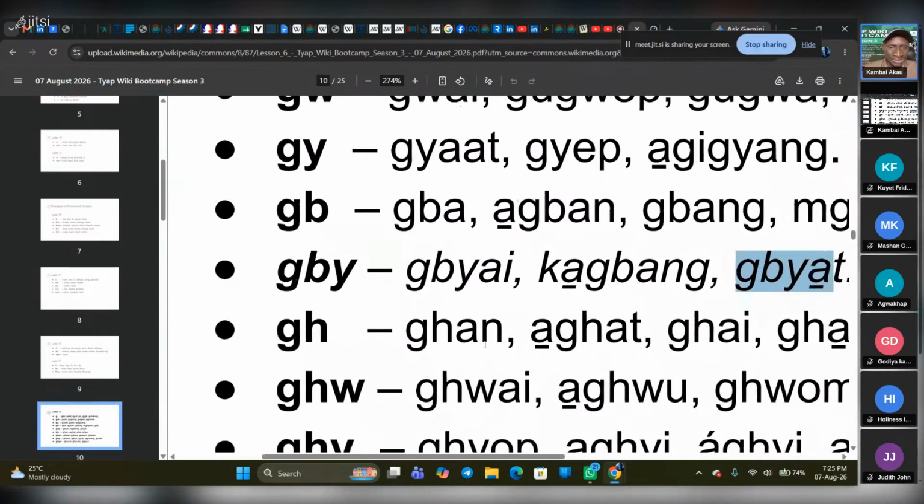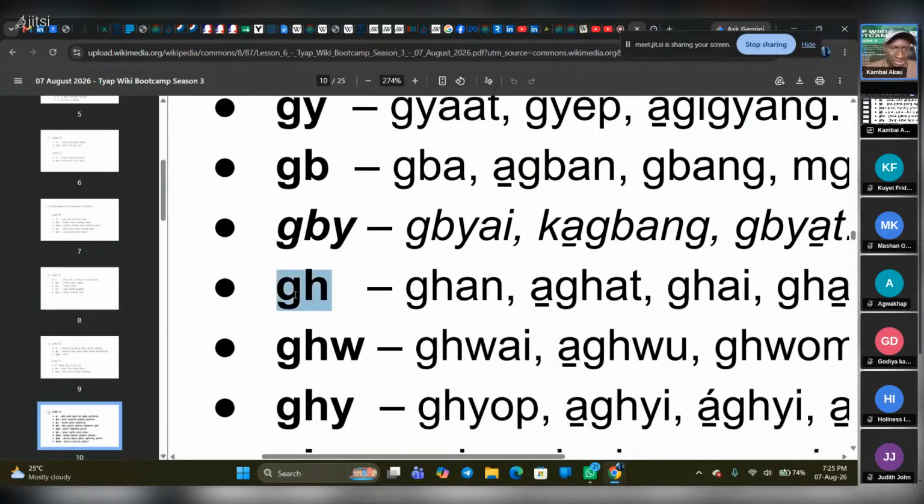And then we have this GH sound. This is another independent sound entirely from this ba sound and this ga sound. This is pronounced R.